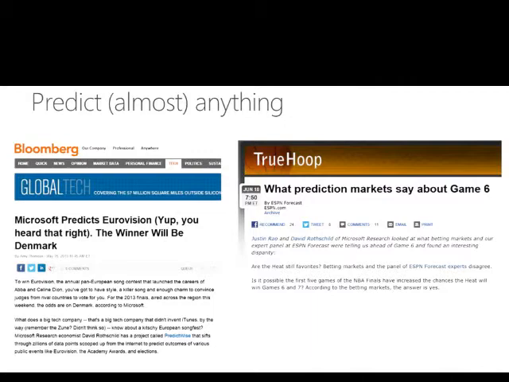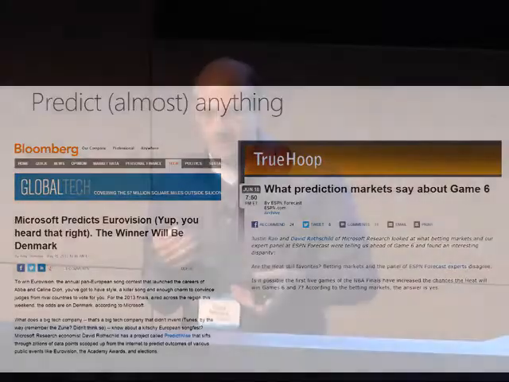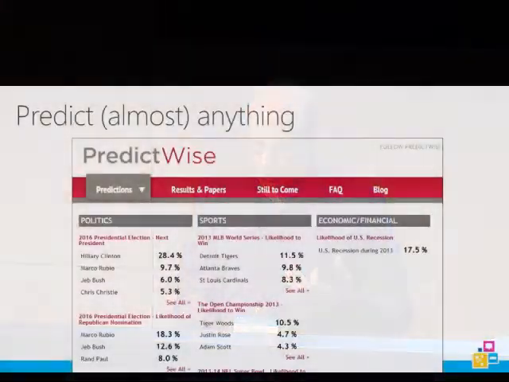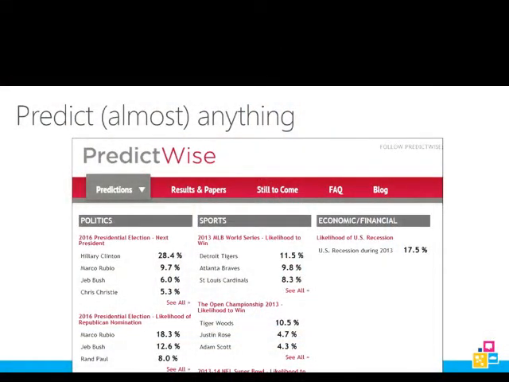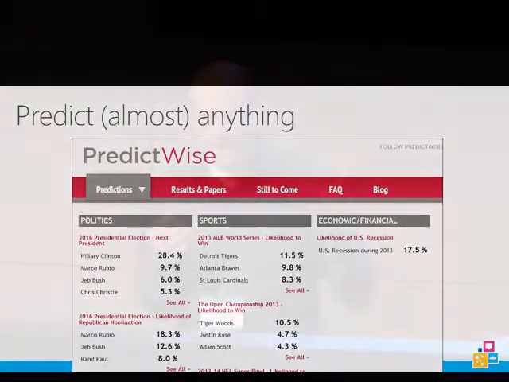And so this type of technology can allow us to predict many things, even things we don't know much about, like, for example, Eurovision. One place to go that has an aggregator is David Rothschild's blog, PredictWise. It collects together lots of these predictions from all around the web, from different markets, from different sources, and puts them in a format that's easy to digest.